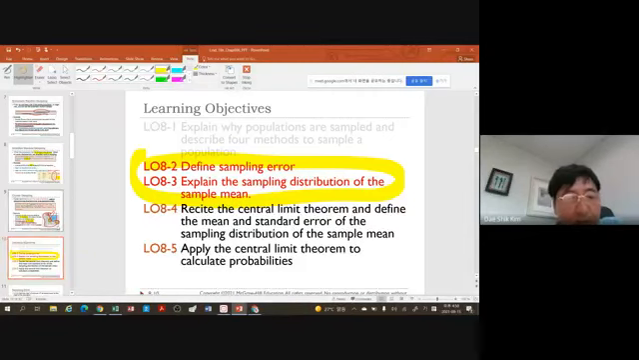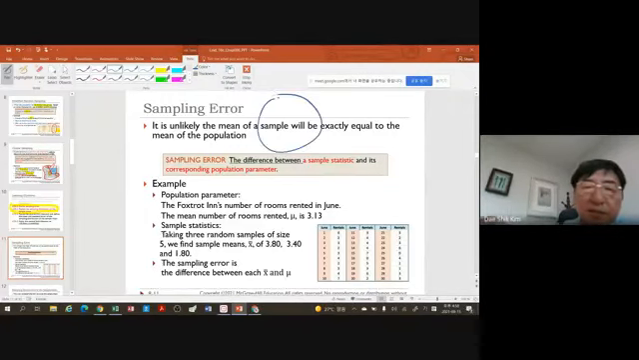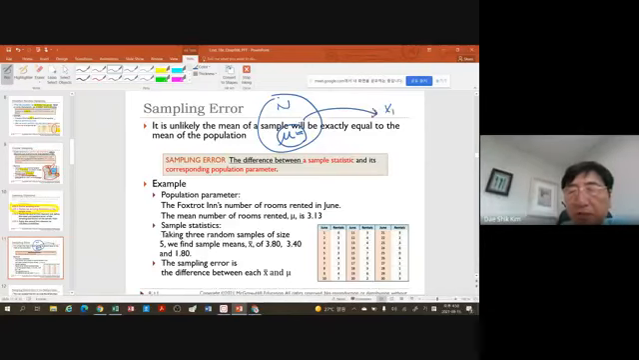Sampling error is, let's go to next. The sampling error means it is unlikely the mean of a sample will be exactly equal. For example, our population is huge, capital N is large. Mu, sometimes we do not know, sometimes we know. And selected samples, x1, x2, up to small xn. And we have calculated x bar, right? Mean of a sample is x bar, okay? Mean of population is mu.